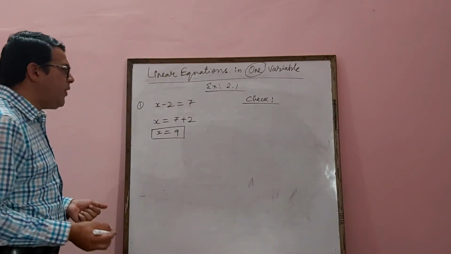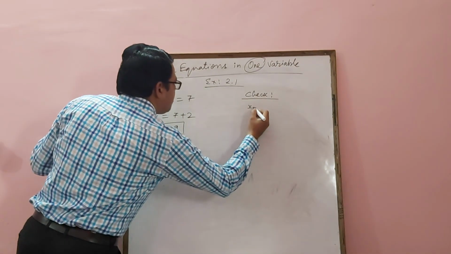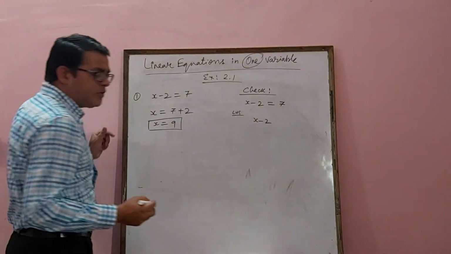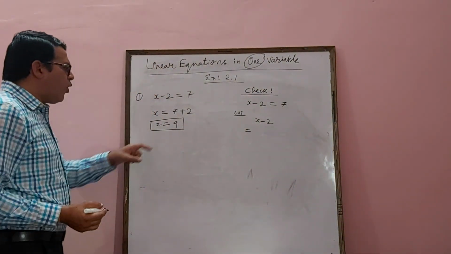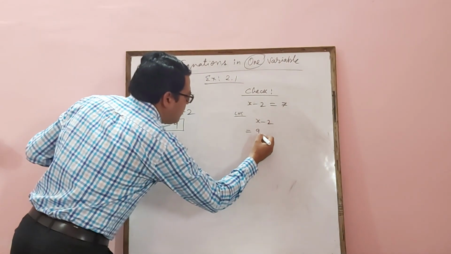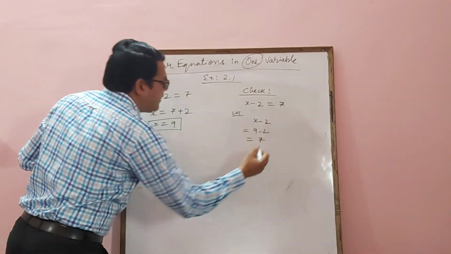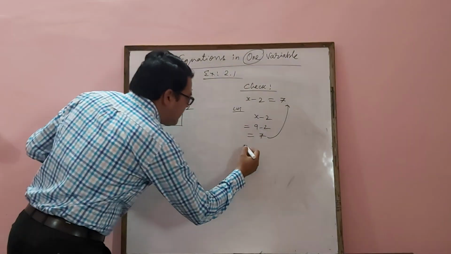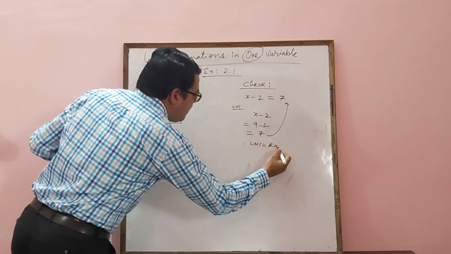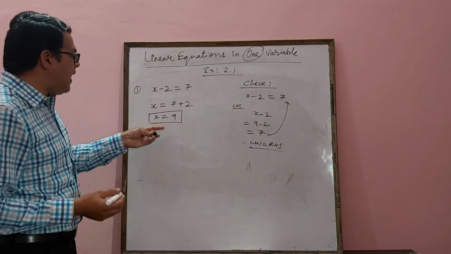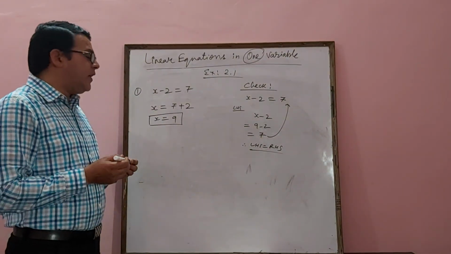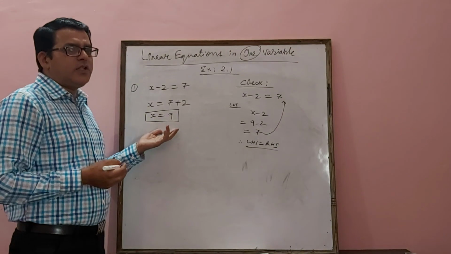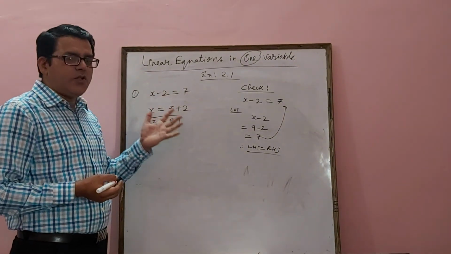You have to check it also. How can we check it? See, the equation is x minus 2 equals 7. Left hand side is x minus 2. What is the value of x that we solved? The value of x is 9. Put 9 here. So 9 minus 2, what do we have? 7. And this 7 is the value of the right hand side also. So we can say that both the sides are same. That's why this 9 satisfies this equation. It means the solution of the equation is x equals 9. It is an absolutely correct answer.